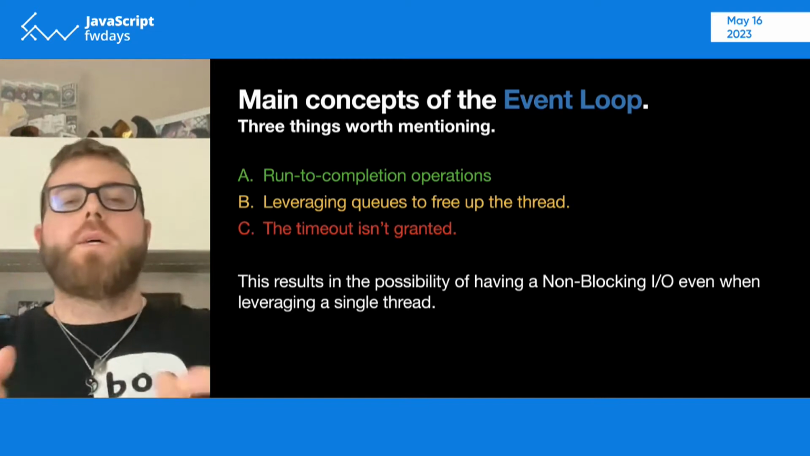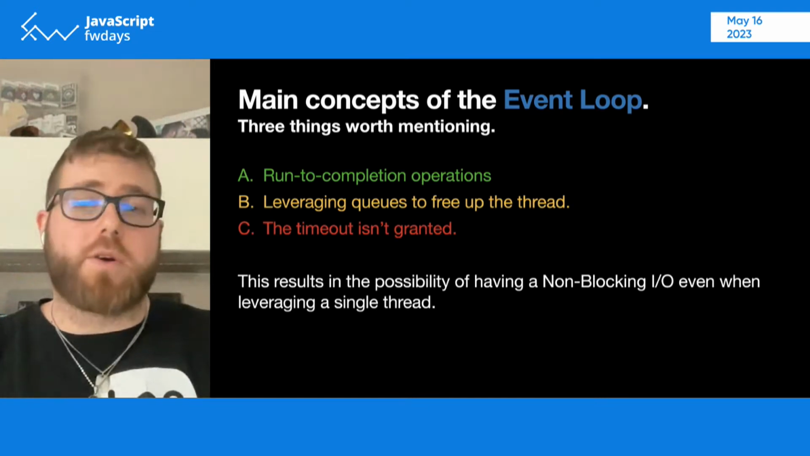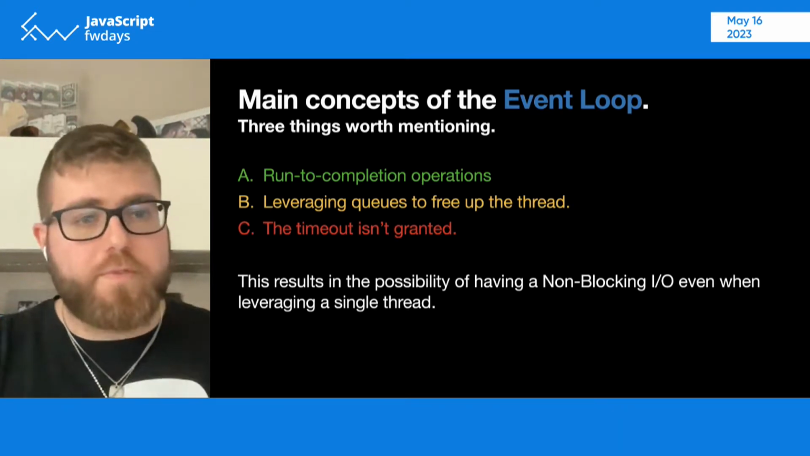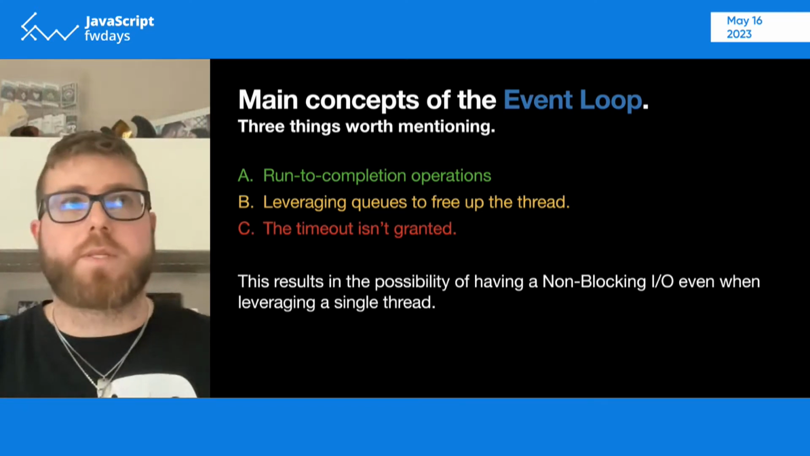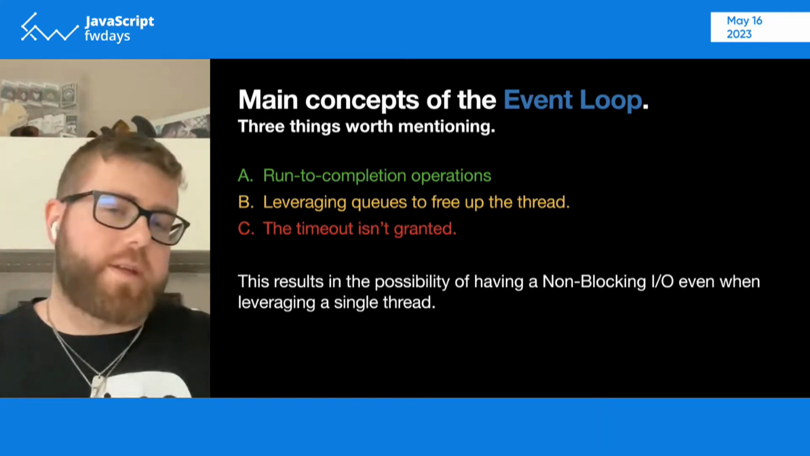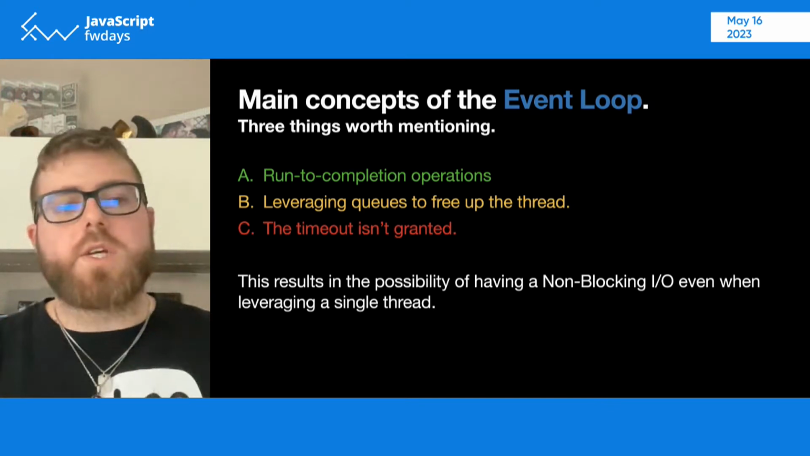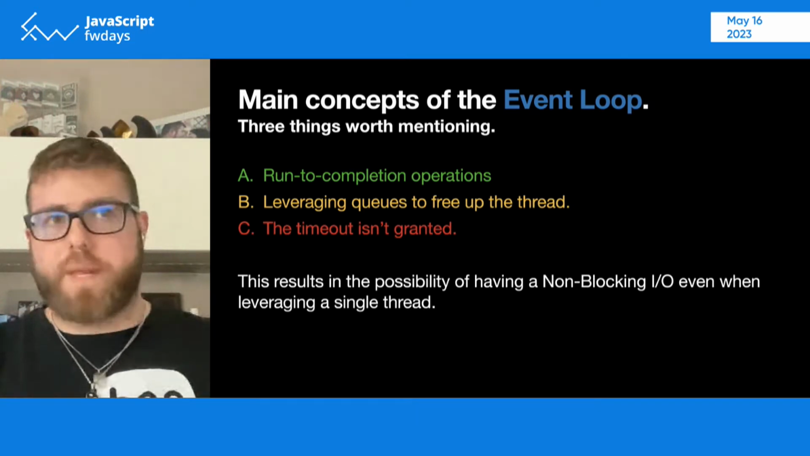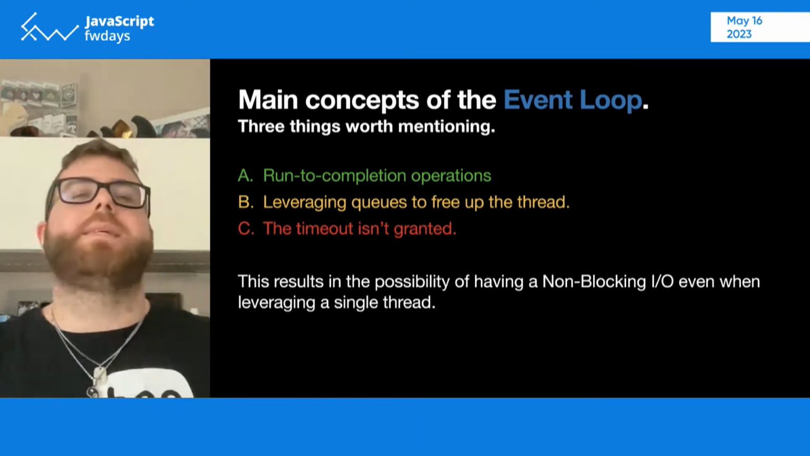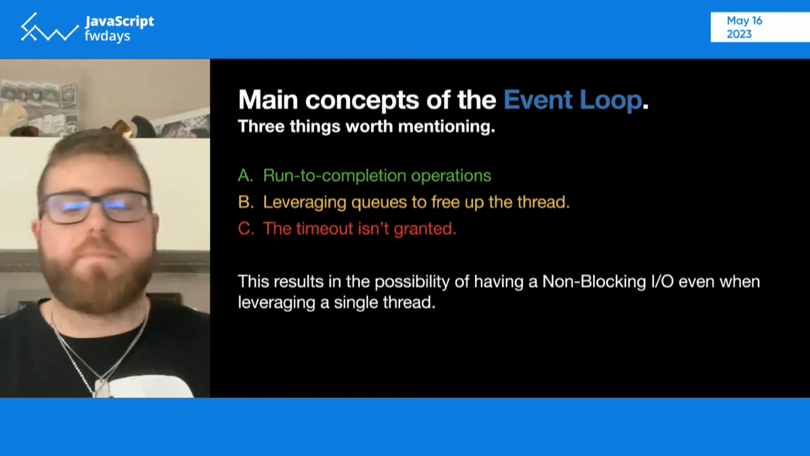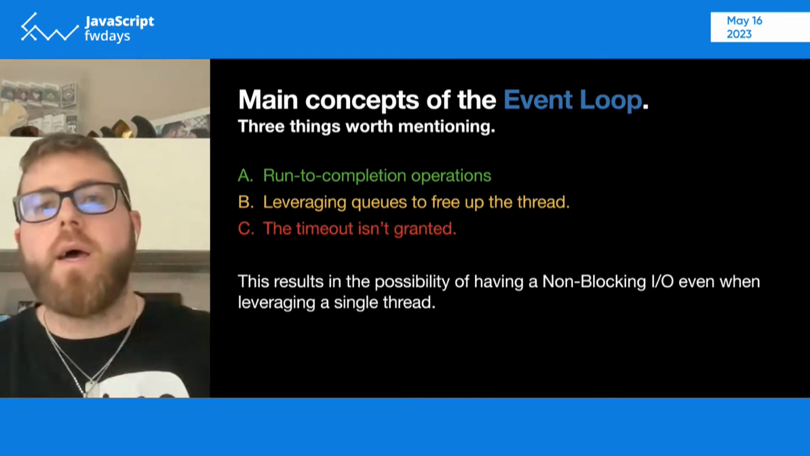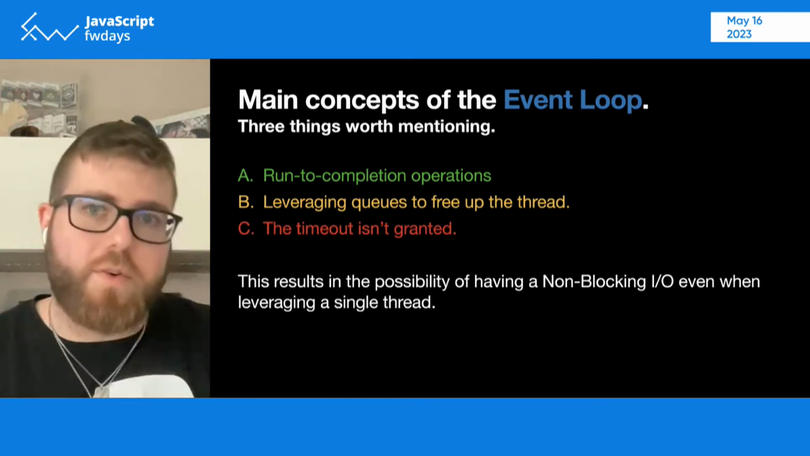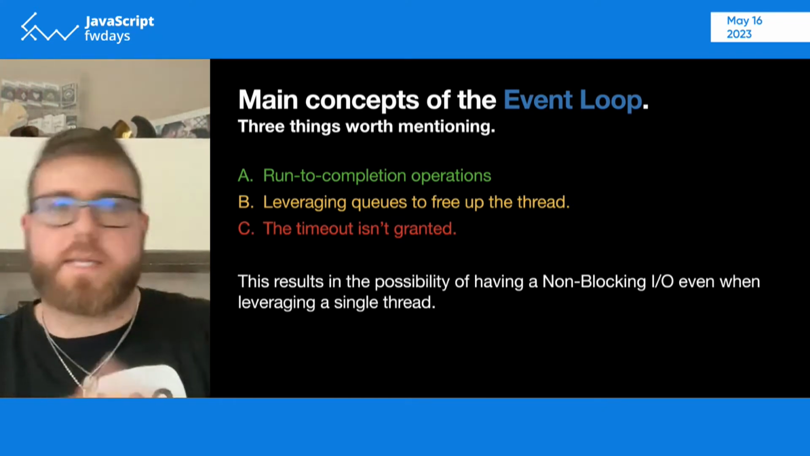So let's talk about the three main concepts of the event loop. Three things really worth mentioning, because they will be really important for the live demo later. The first thing is run to completion operations. Run to completion means that every portion of our code, an execution block, a function, etc., is executed till its end before another element of the call stack is executed.